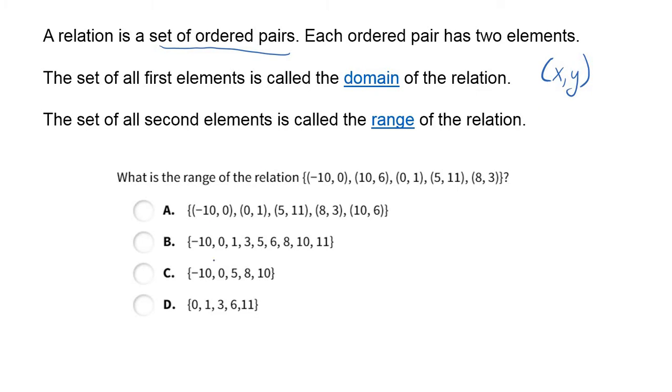So if you run into something like this, what is the range of the relation? Well, you just look at all the y values. So 0, 6, 1, 11, and 3. Then we just need to find the set that's going to include those values, okay? So let's go look down here. It looks like, of course, we've got 0, 1, 3, 6, 11. Looks like that would probably be the winner there, wouldn't it? Okay, let's keep going.